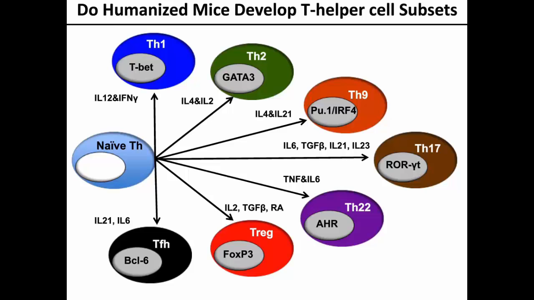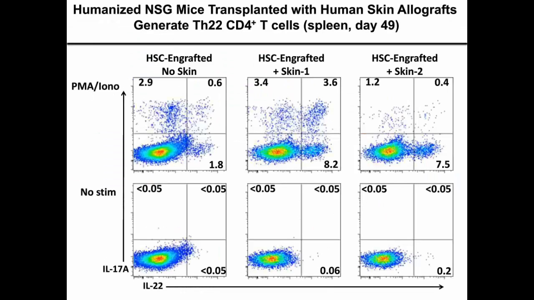So here we took the spleens from animals that had either not been exposed to a human skin graft on the left, or from two animals that were engrafted with hematopoietic stem cells and had rejected their skin. We recovered spleens from these mice, and we stimulated those cells in vitro with either PMA-ionomycin on the top row or no stimulation on the bottom row. And then we did a standard intracellular cytokine assay looking at CD4 cells producing either IL-17 or IL-22.